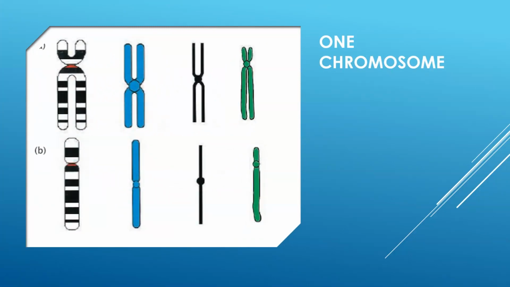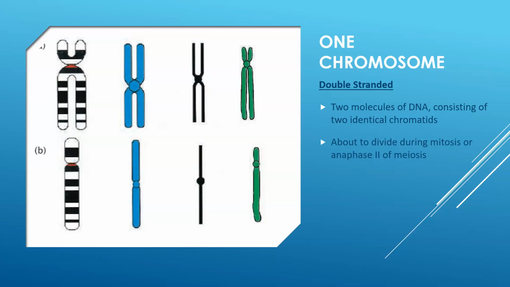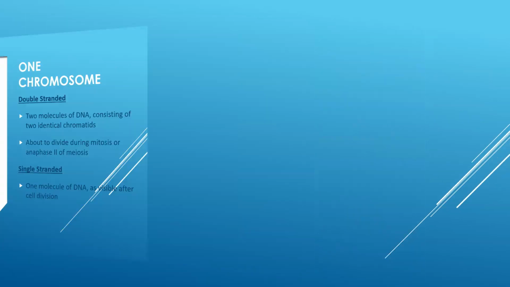We talked about this in the previous video, this whole concept of one chromosome. Our chromosome is double-stranded, 2 DNA molecules which have those 2 identical chromatids. So we're at that stage at the start of mitosis, when they're about to divide during mitosis or the anaphase of meiosis. We've got our 2 chromatids. Now it's single-stranded, 1 molecule of DNA after cell division has occurred. So just remembering when we have our double-stranded and our single-stranded chromosomes.